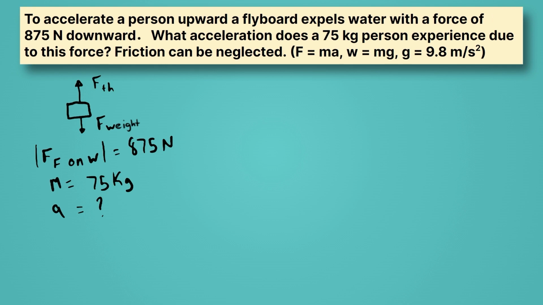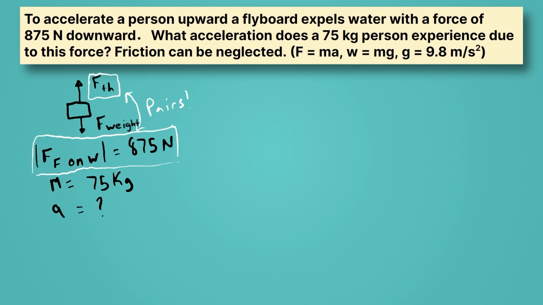Well, here our third law pairs are actually going to be the force of thrust and our force from the flyboard on the water. So these guys right here are third law pairs. Remember that the force downward on the water from the flyboard has an equal and opposite force upwards, and that's what makes the person go up.